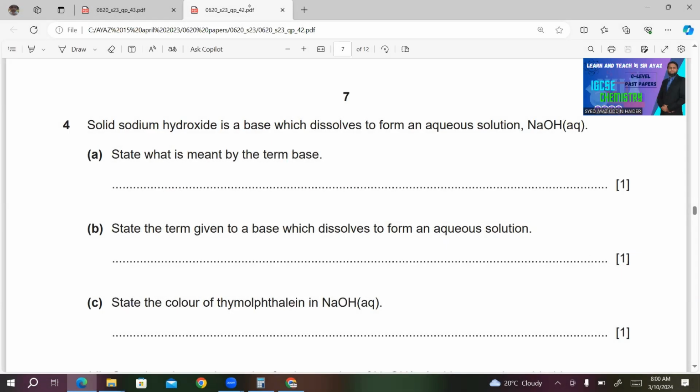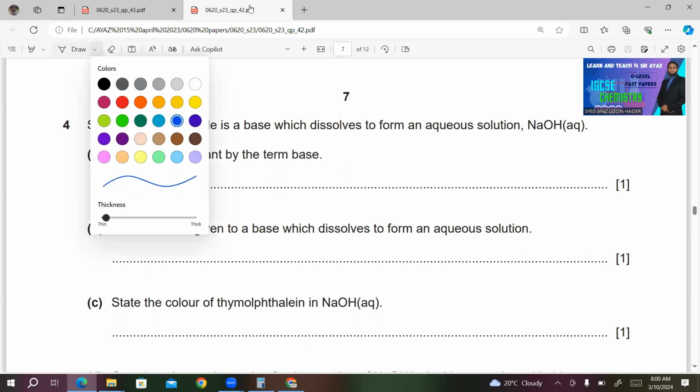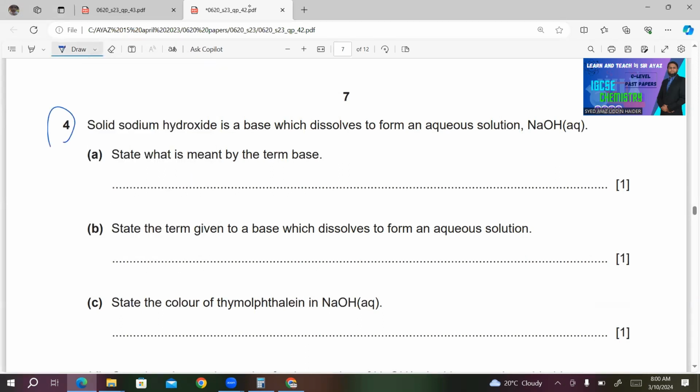I'm done till question number 3. So let's continue from question number 4. Here's question number 4. Solid sodium hydroxide is a base which dissolves to form an aqueous solution, NaOH aqueous. A. State what is meant by the term base. They are proton acceptors.